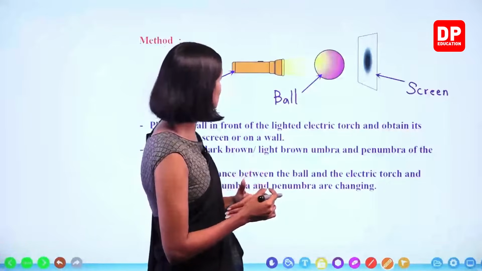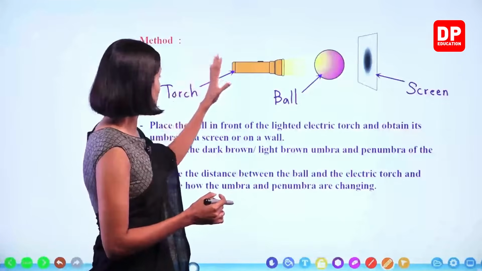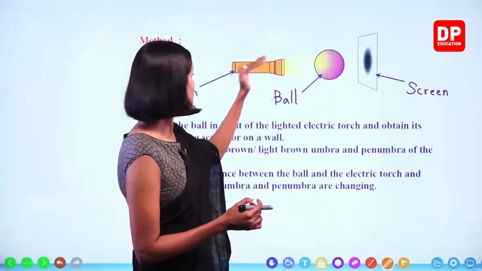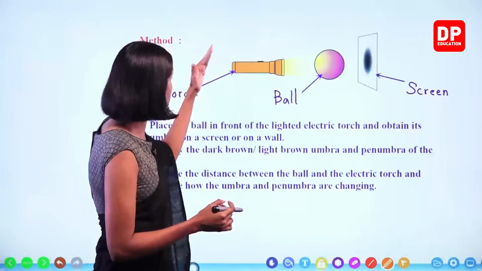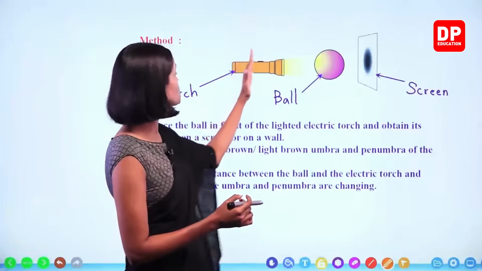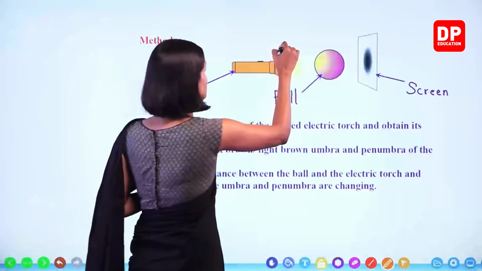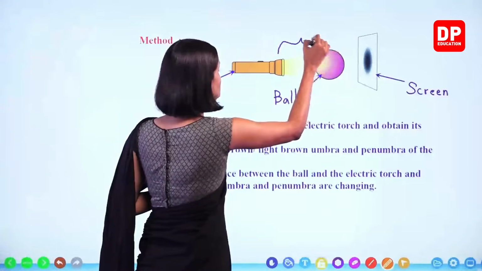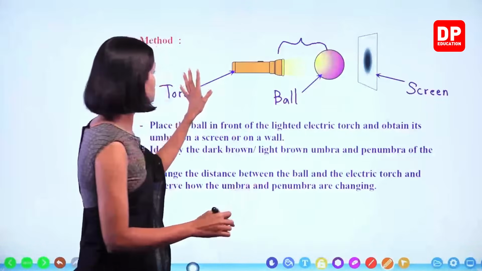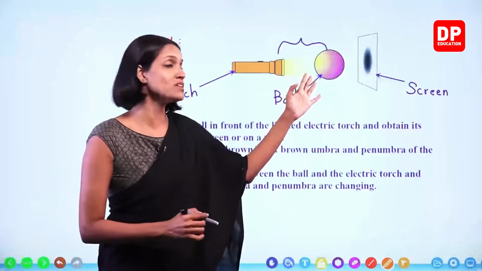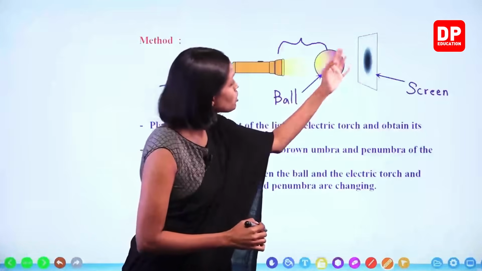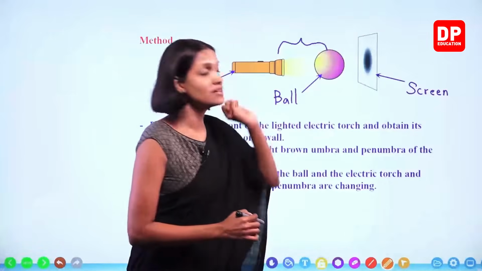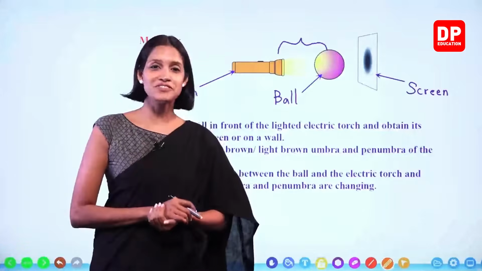So when you observe this one, first we are going to keep this torch at a certain distance, and then you are going to change the distance between the torch and the ball, which means this distance. You are going to change this distance between the torch and the ball, and you are going to observe what happens to the nature of the shadow formed on the screen. We'll do this activity now.